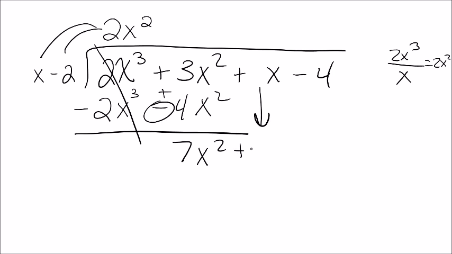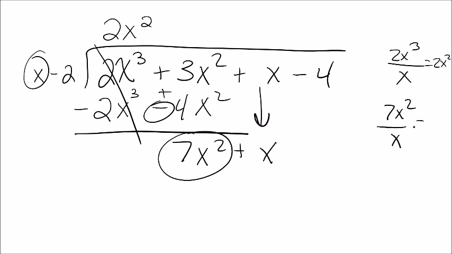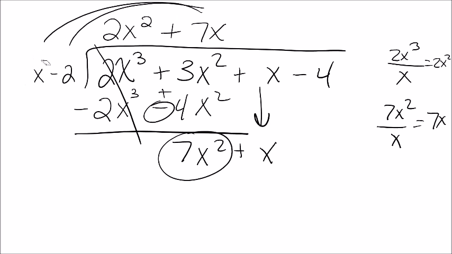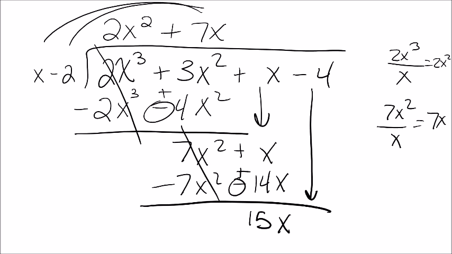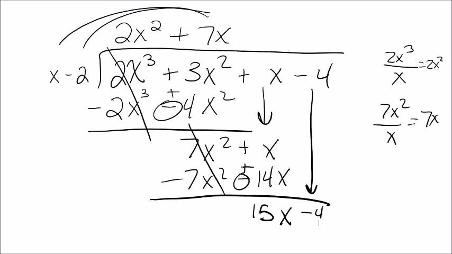I bring down my x here, plus x. And we repeat. 7x squared divided by x is going to leave me with 7x. So I put plus 7x. Multiply it with everything in front. 7x times x, 7x squared. 7x times negative 2, minus 14x. Again, switch my signs. Negative, this becomes plus. 0, and then we're left with x plus 14x, which is 15x. Bring down the negative 4 in this case.